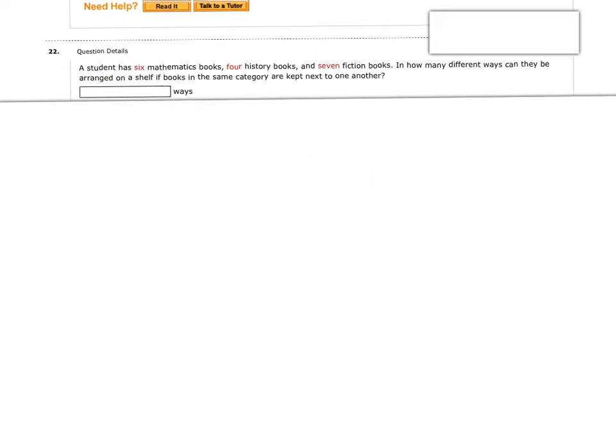All right, next up it says a student has 6 math books, 4 history, and 7 science fiction, and how many different ways can they be rearranged? I'm first going to do this in the order they give it to me: math, then history, then fiction. How many ways can I arrange these? That suggests that order does matter, so I'm going to use permutations. For just the math books, I have 6P6. For just the history books, I have 4P4. For just the fiction books, I have 7P7. And I'm going to multiply all those together.